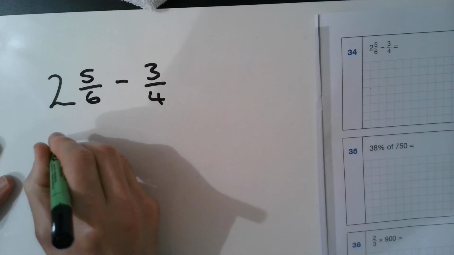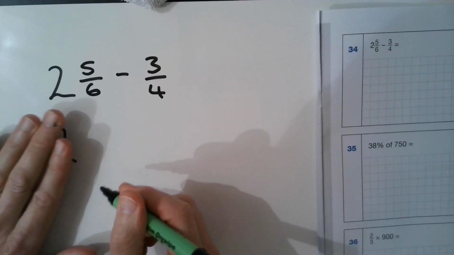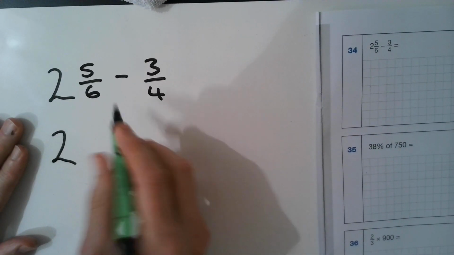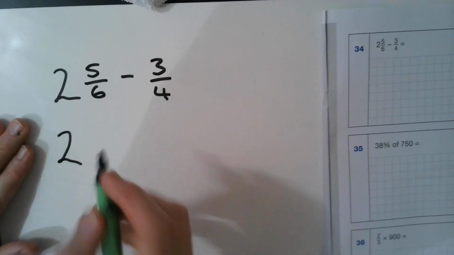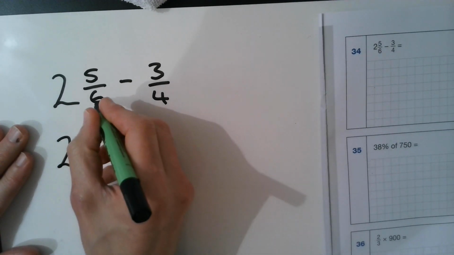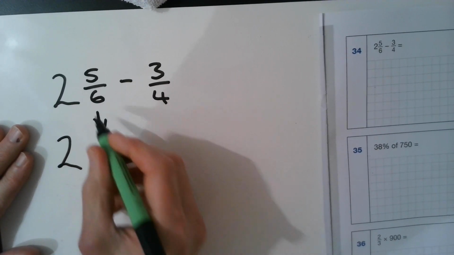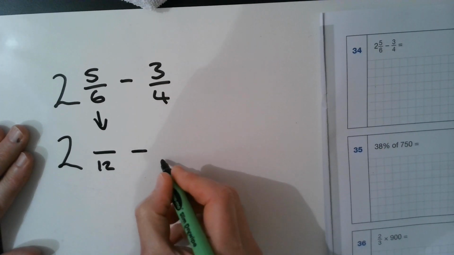So we've got 2 whole ones. There's no need to change that into an improper fraction because, well, I can see that 5/6 is larger than 3/4. So let's change this into 12ths. So 5/6 would become, so we double the denominator. So that's going to be 12ths.